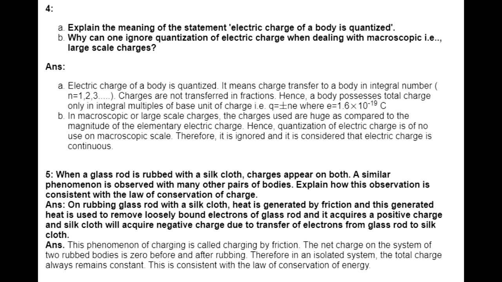The net charge on the system of the two rubbed bodies is zero before and after rubbing. Therefore, in an isolated system, the total charge always remains constant. This is consistent with the law of conservation of charge.